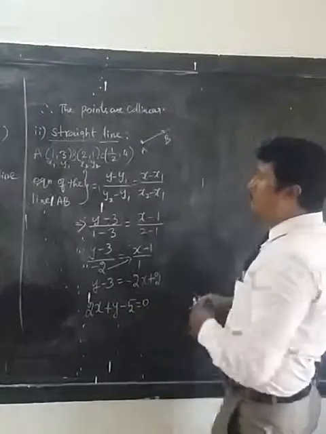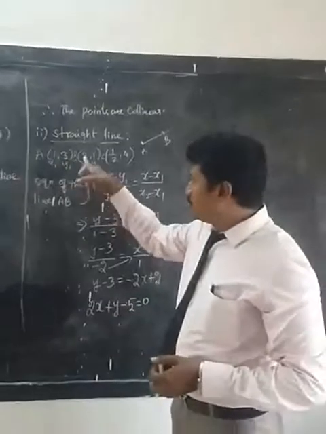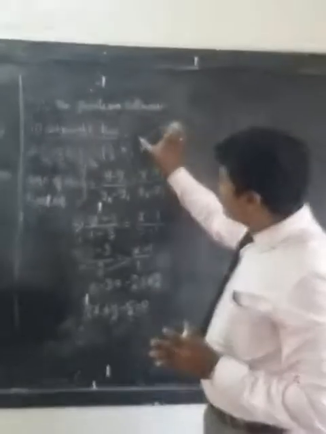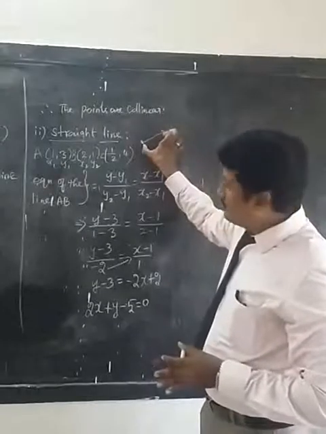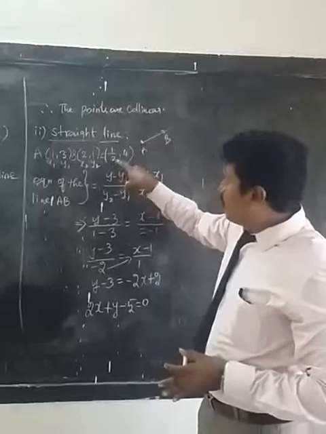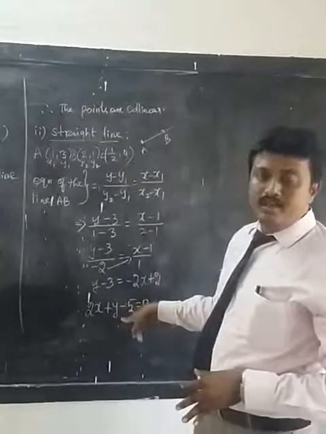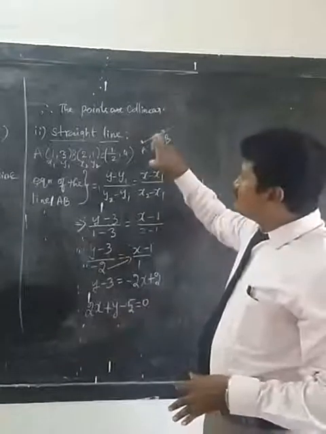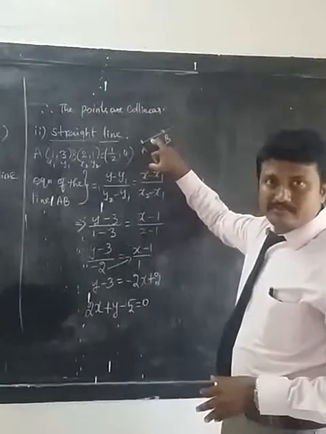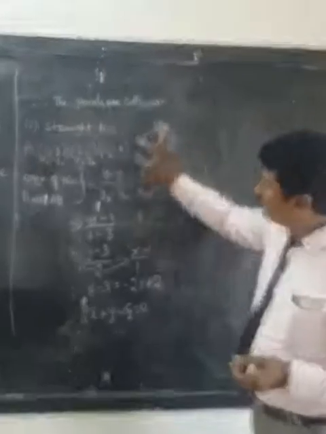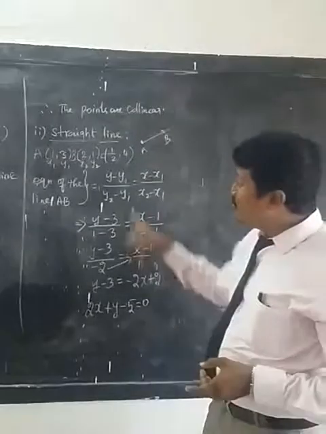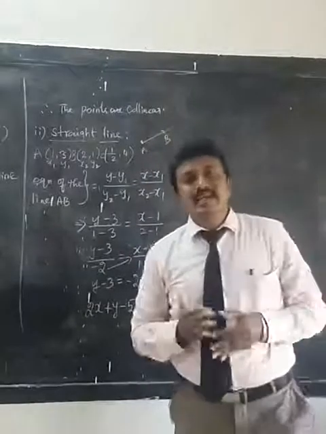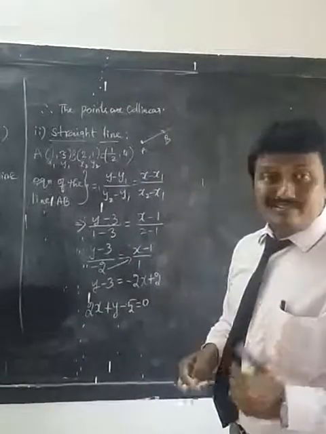Yes or no? Now what I have to prove? I want to prove the 3 points are collinear. So since I have found out the equation of the straight line, now I am going to substitute this third point in this equation. Suppose if this equation tallies, then I will say the point C also lies on the same straight line. Understand the concept? First we found out the equation of the straight line. Now we are going to substitute the third point in this equation. If the equation gets tallied, we will say that the points are collinear.